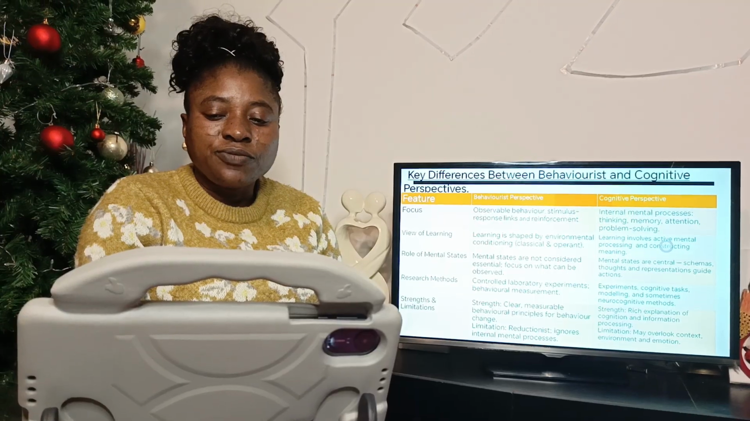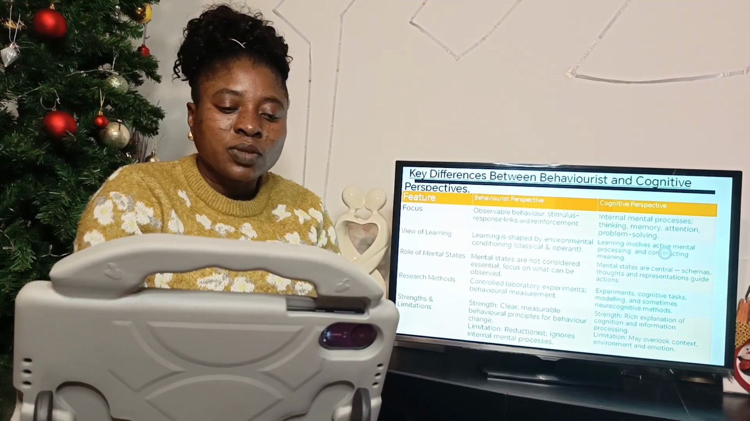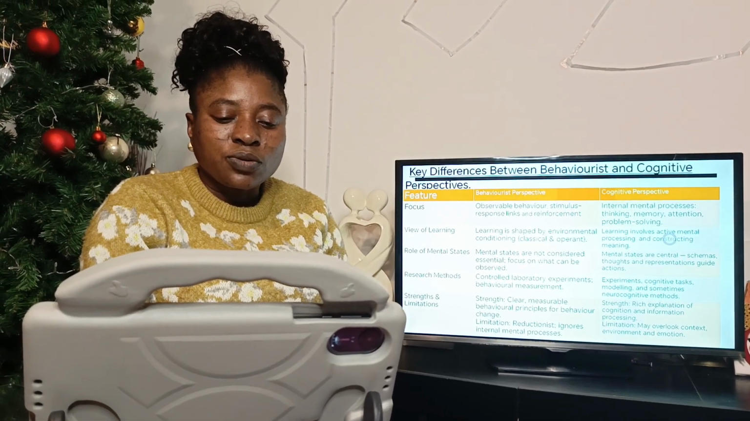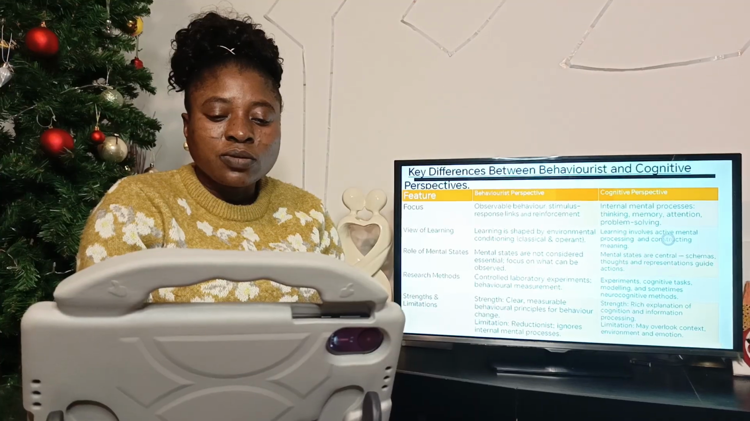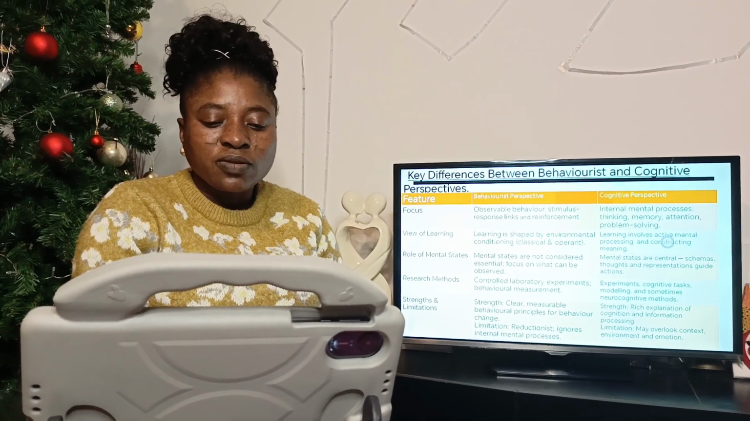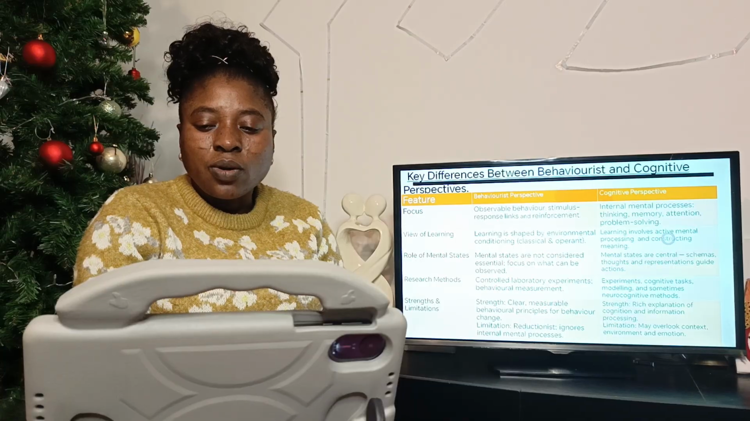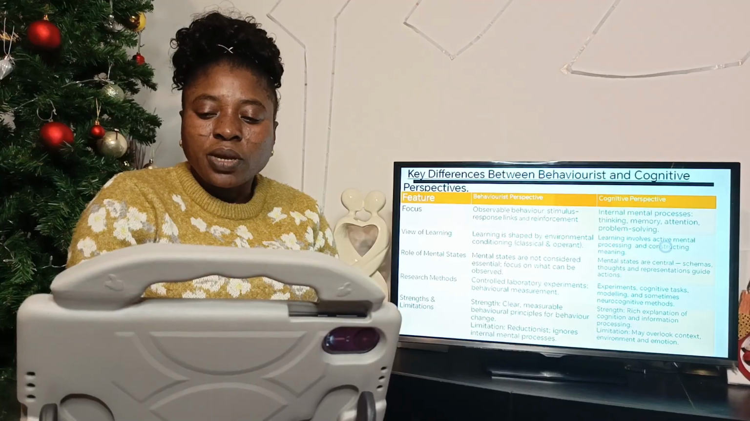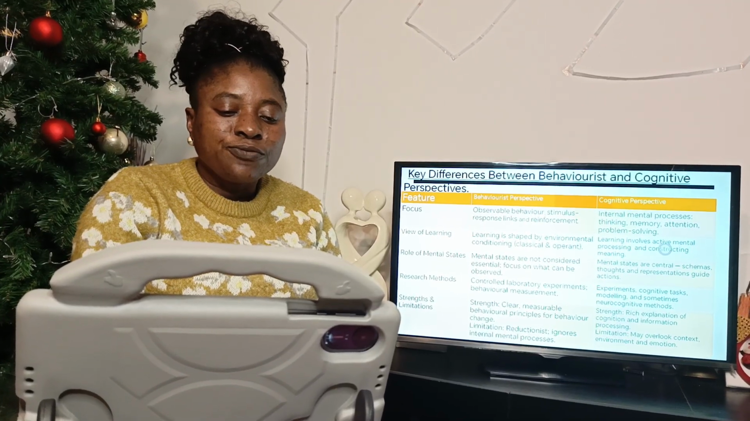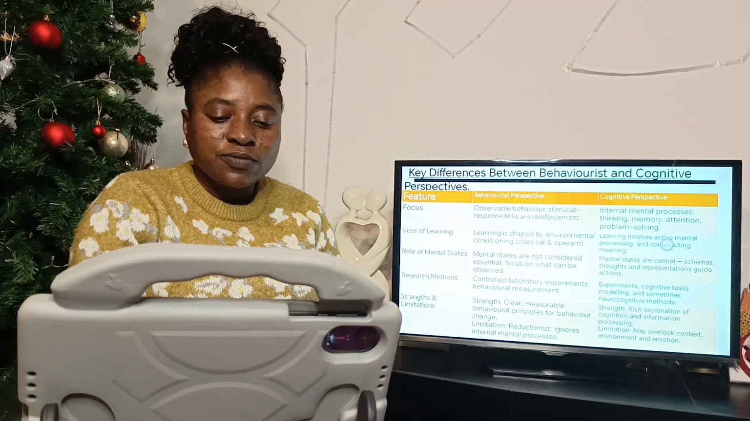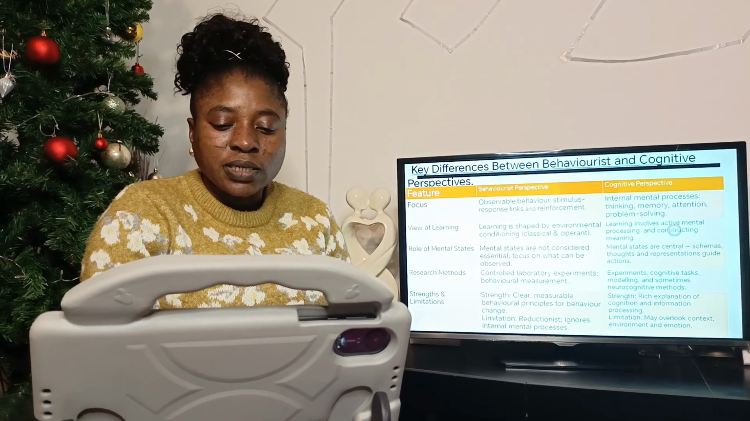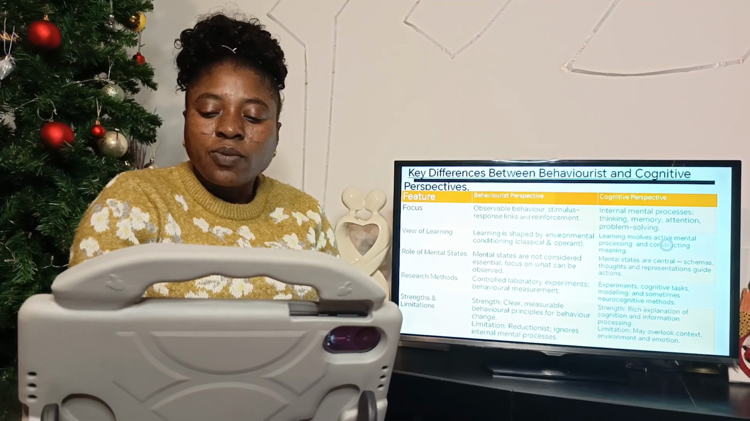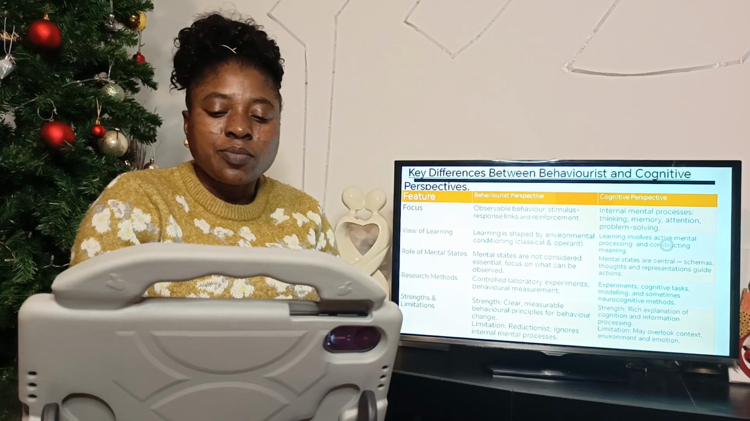Key differences between behaviorist and cognitive perspectives. Features: behaviorist perspective and cognitive perspective. Focus: the behaviorist perspective focuses on observable behavior, stimulus-response links, and reinforcement, while the cognitive perspective focuses on internal mental processes: thinking, memory, attention, problem solving. View of learning: in the behaviorist perspective, learning is shaped by environmental conditioning, classical and operant. In the cognitive perspective, learning involves active mental processing and constructing meaning.